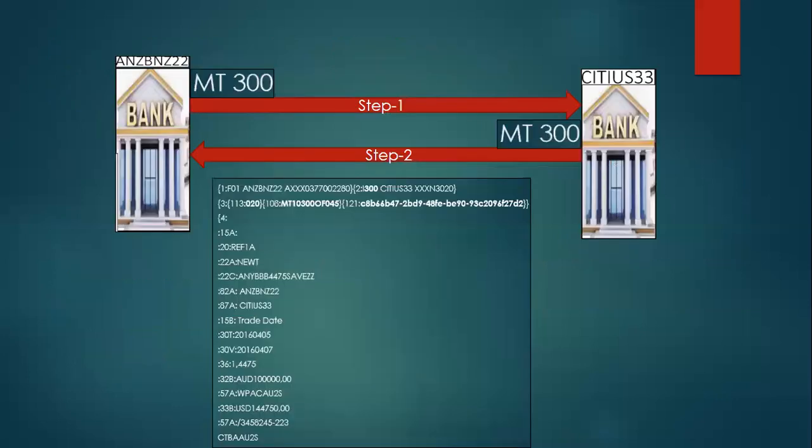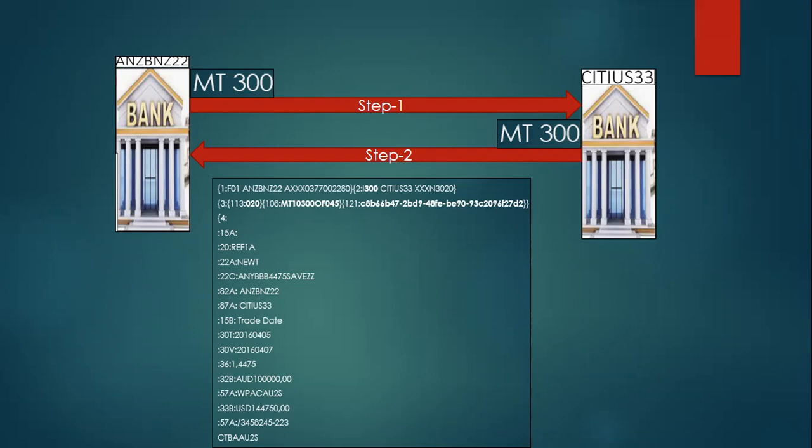So let's take an example over here. This ANZ Bank in New Zealand wants to purchase Australian dollar of 10 million from City US Bank. For this, they will send out this MT300 message, and the MT300 message they will also receive for the deal confirmation as well. So this is how your MT300 looks like. I'm not going to explain in depth about it, but this is how it will happen, the initial step.